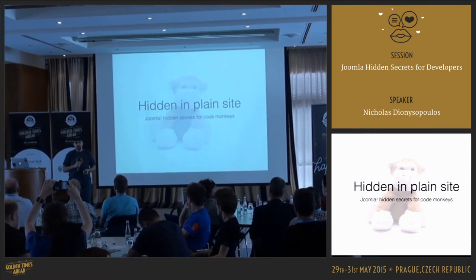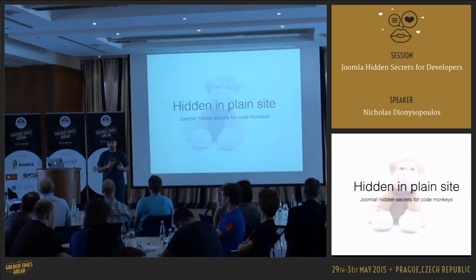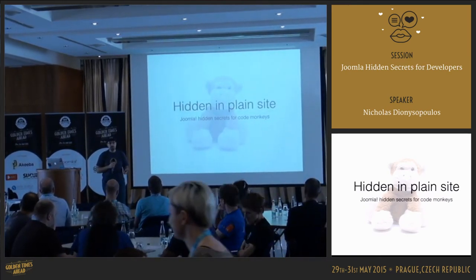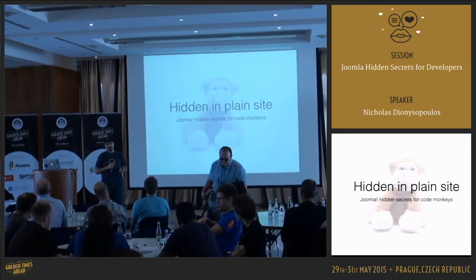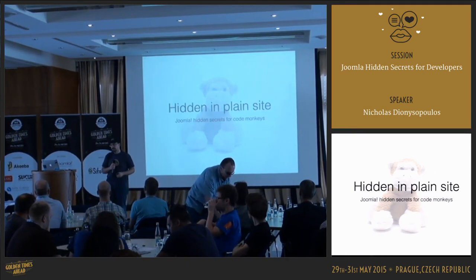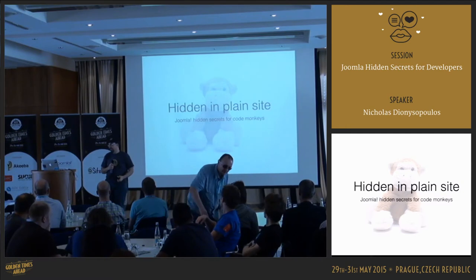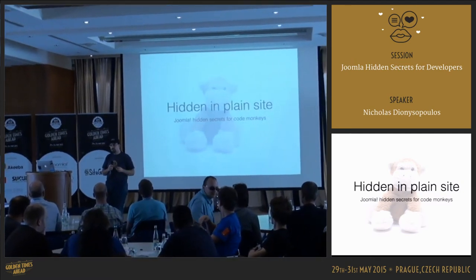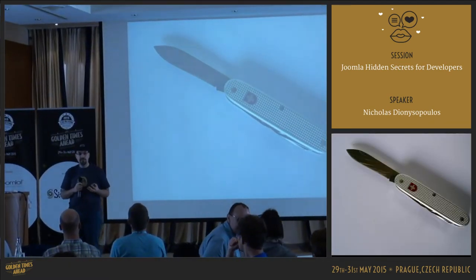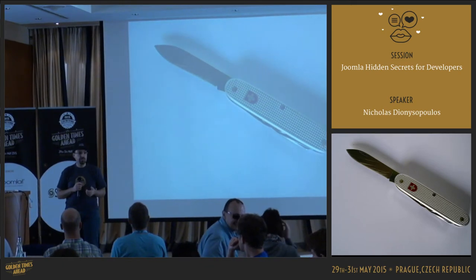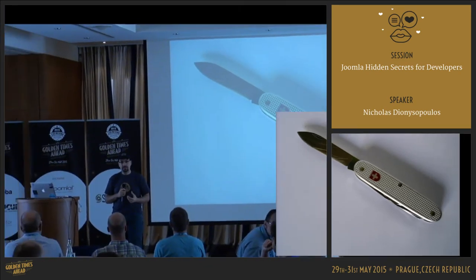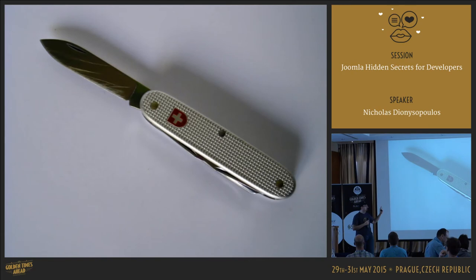And today I'm going to talk to you about some features that Joomla has for developers that are hidden in plain sight. This is a pun. I know how to spell English. Okay, so most of us know that Joomla is like a Swiss Army knife, but we mostly use it like this, as a knife. But there are quite a few more things to Joomla than the obvious.